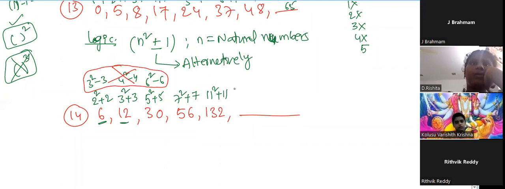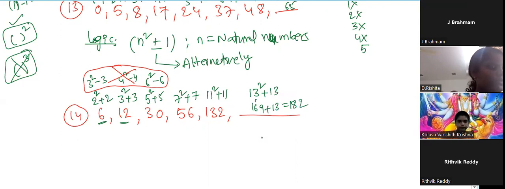So then what is the next prime number after 11? 13. 13 square is 169, plus 13. Don't forget Vedic math, okay? Do 169 plus 10, it's 179, and 179 plus 3 is 182. Split and add. So first you can add 10 and later you can add 3. Whichever you feel comfortable, you can.